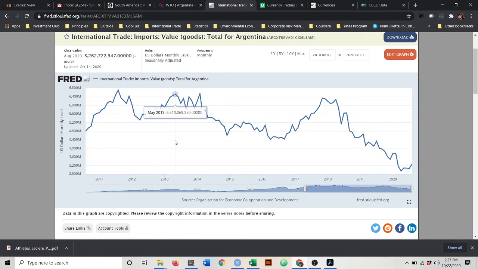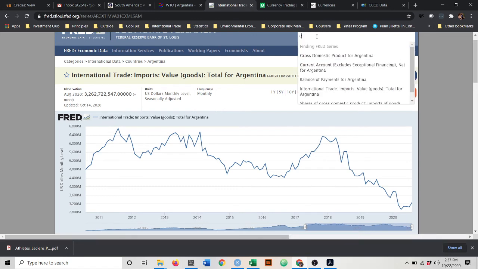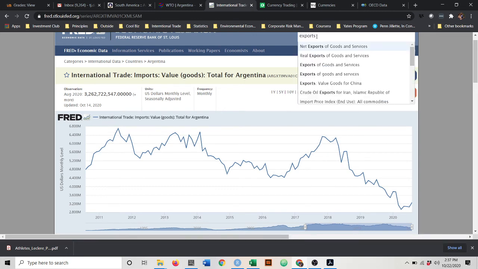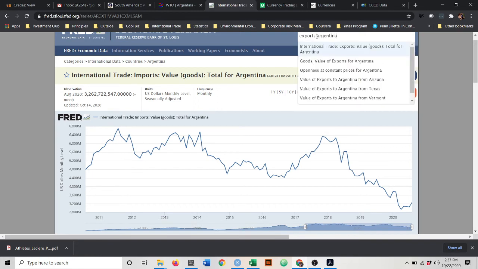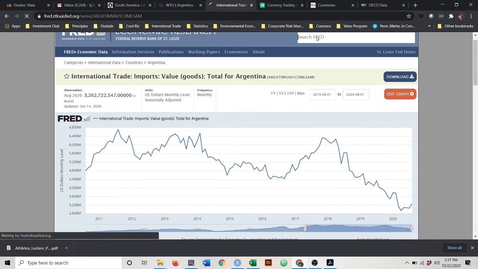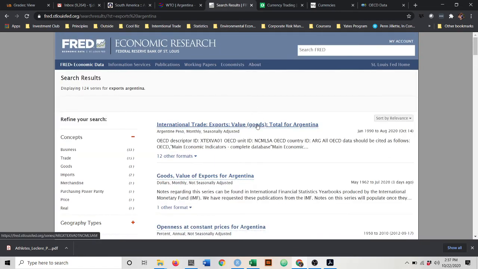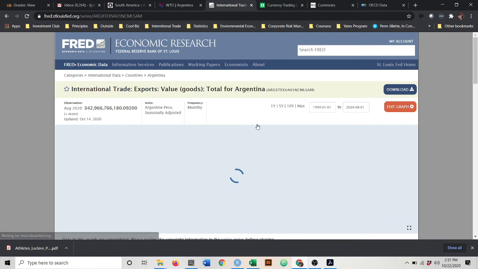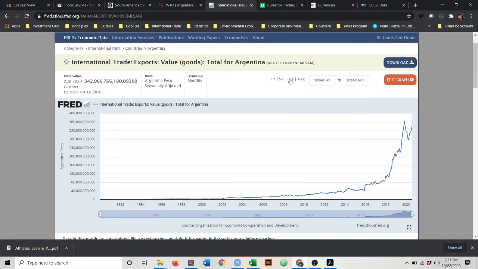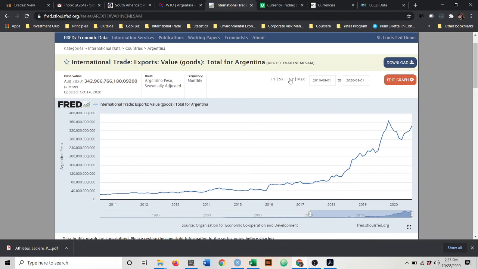And then I might want to do the same thing. I might need a chart then for exports. What do we think's happening to Argentinian exports? Argentine exports. Any guesses? Let's look back 10 years. Something's going on, right? So there's a story here, definitely. You see what's happening to the level of exports.